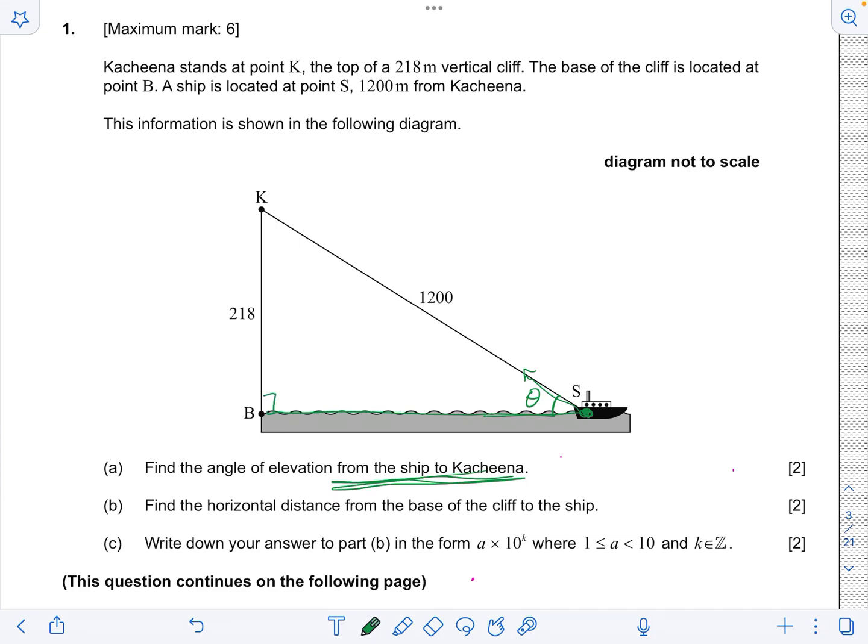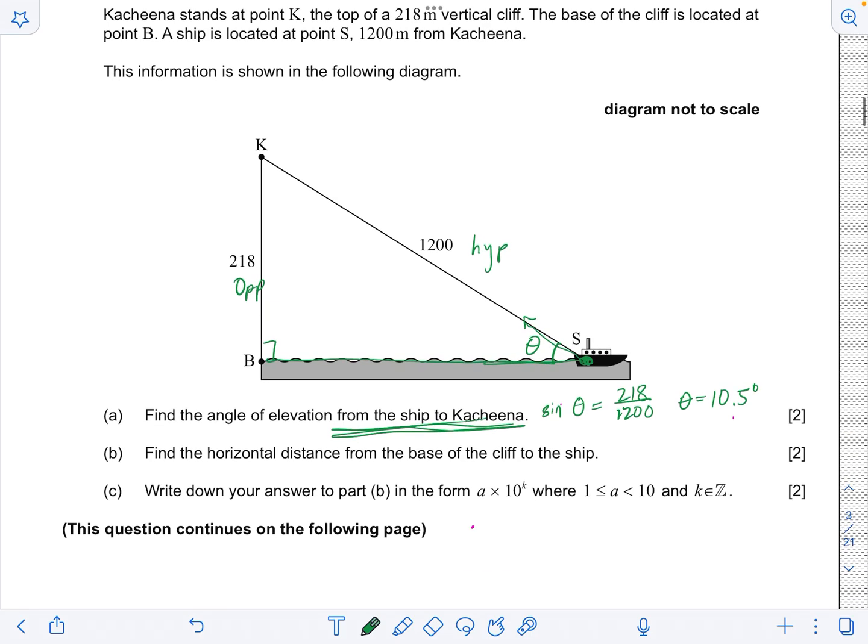And so we should think to use a trig identity that we have the opposite side to theta and the hypotenuse. And so that tells us to use sine. So the sine of theta equals the opposite side 218 over the hypotenuse 1200. And when you evaluate the inverse sine of 218 over 1200, you get that theta equals 10.5 degrees. Make sure, of course, that your calculator is in degrees mode.